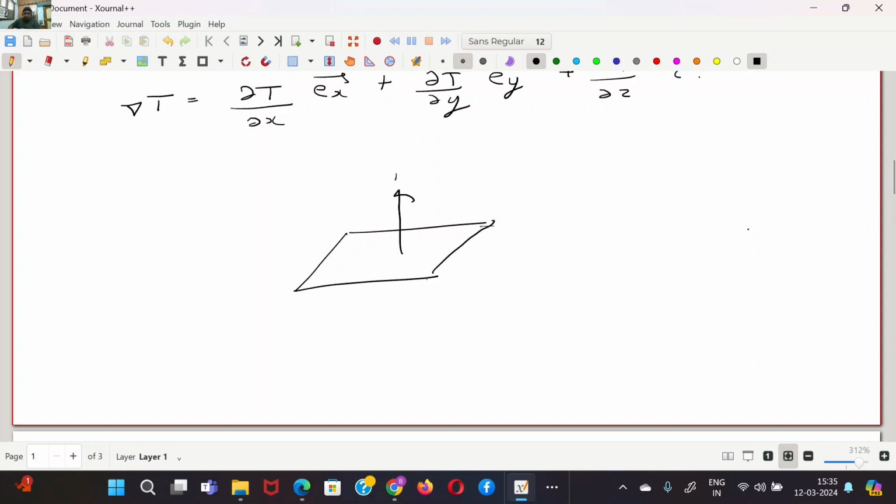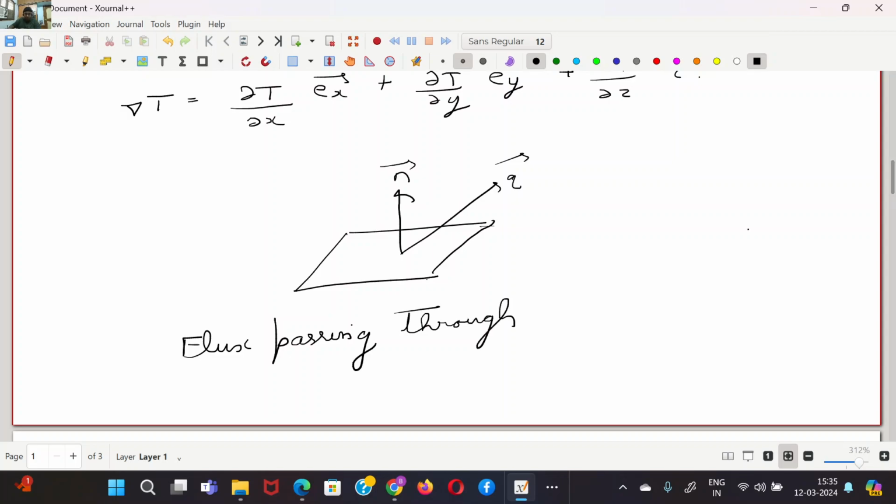We want flux perpendicular to a surface, passing through a surface. Say this is Q, this is the normal direction. So flux passing through the surface is just dot the normal and the Q. Okay, same as Q dot N.